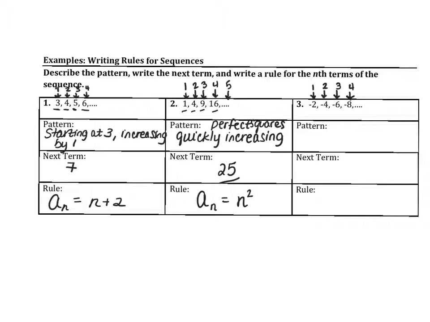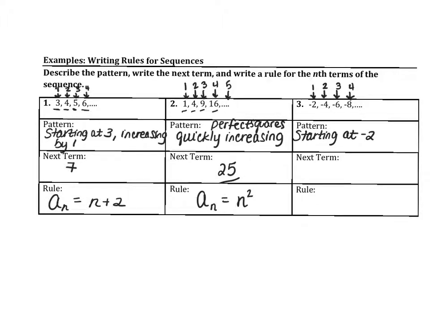As far as the pattern goes, you just make some observations here. You could write down that we are starting at -2, and you could have even mentioned what number you were starting at in our second example. You could have said we wrote down perfect squares, quickly increasing, or we are starting at 1 and quickly increasing from there. There's a number of different things you can write down for the pattern. I just want you to practice writing down observations.